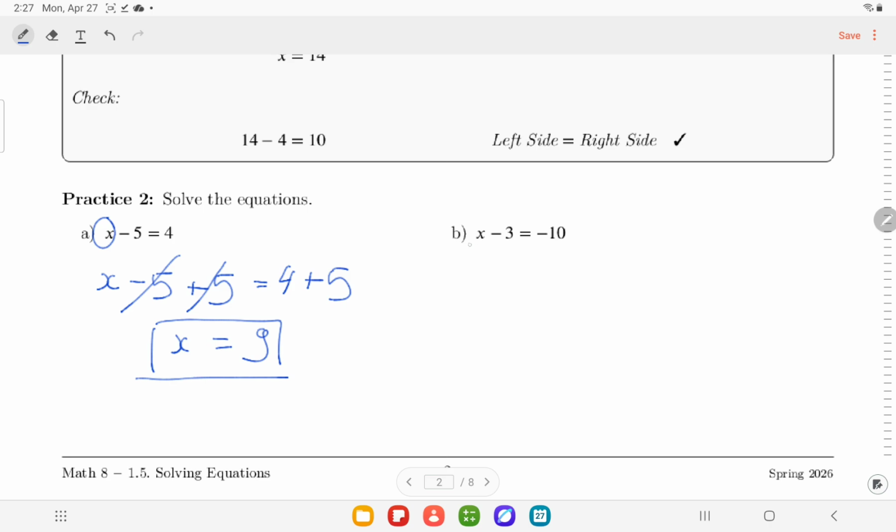Same idea here, we are isolating our x. So we are going to add 3 to each side. And these are going to cancel out. And so we're going to end up with negative 13. Oh, my bad. We're adding 3 to each side, so we're going to end up with negative 7.